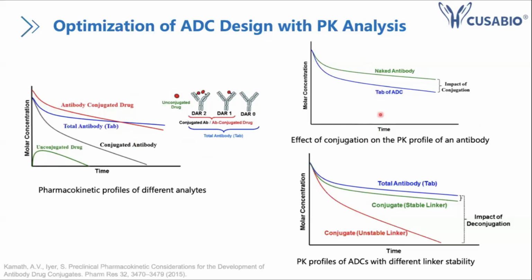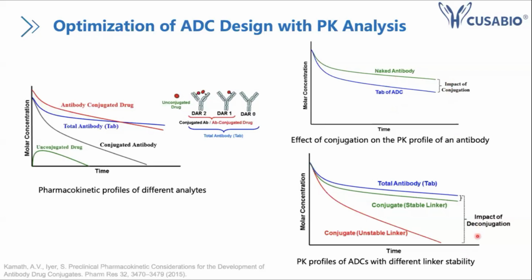And for the right panel here, I further separate them to see whether the conjugation method can impact the PK profiles, or how the stability of the linker can also affect them. So let's take a look at the top one here. You see that we can use the PK profiles to compare the naked antibody and the total ADC. Because the conjugation happens, the PK profiles between these two populations will also change. And from there, you can tell whether your conjugation is good or not.